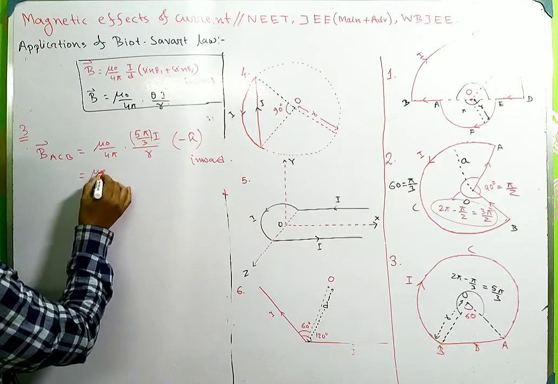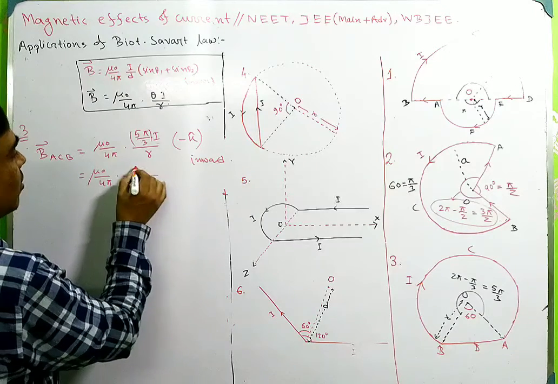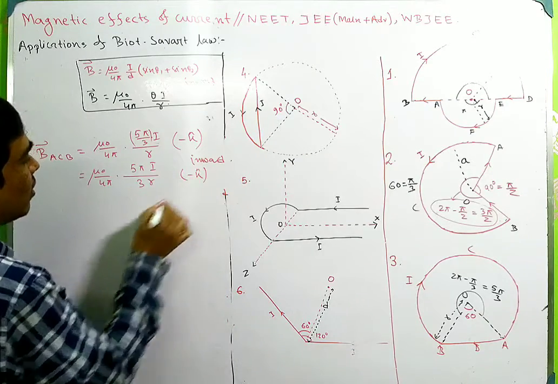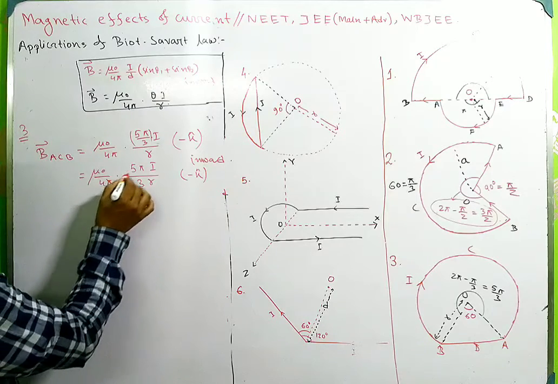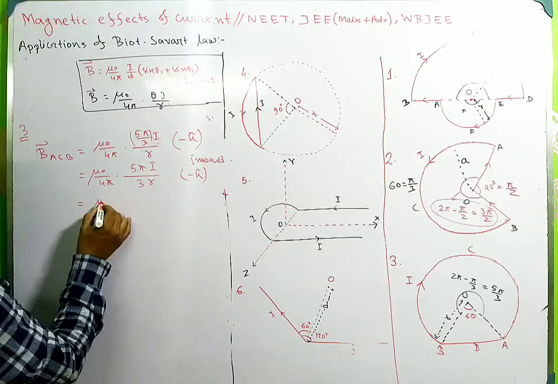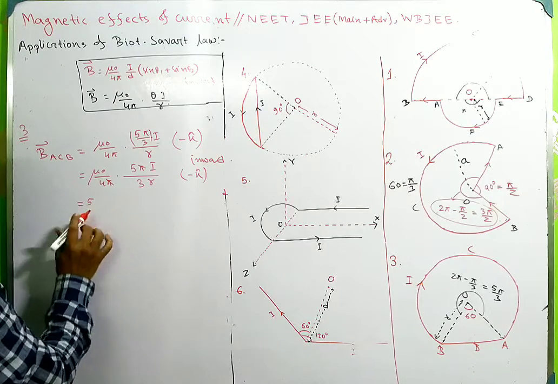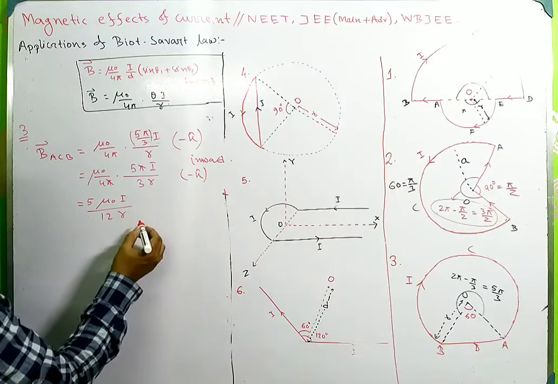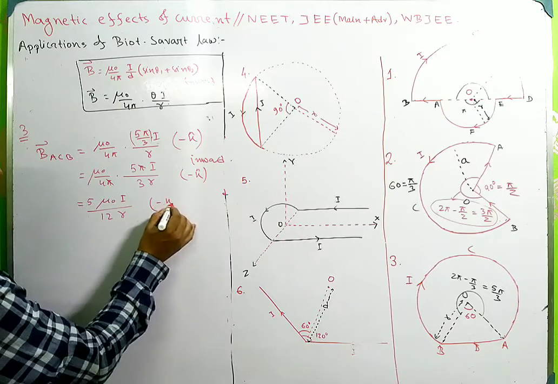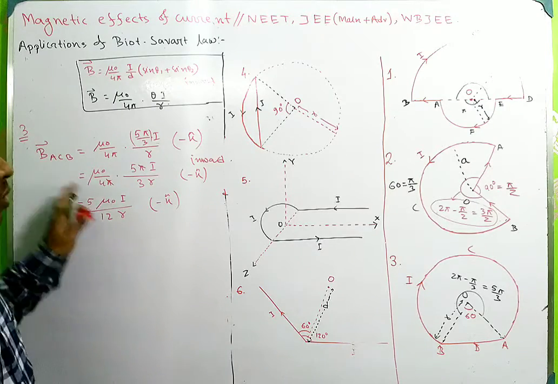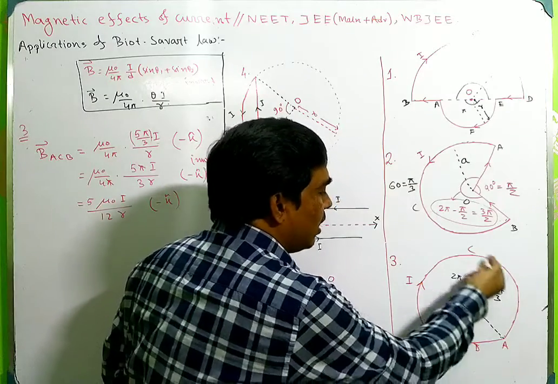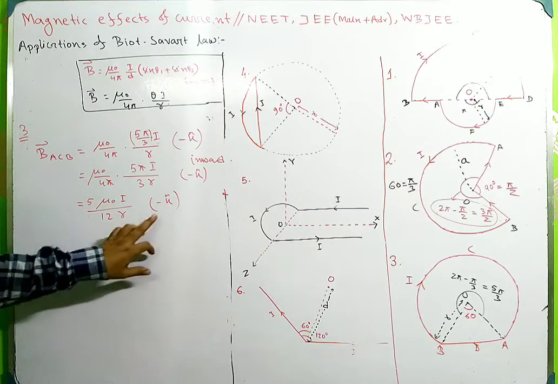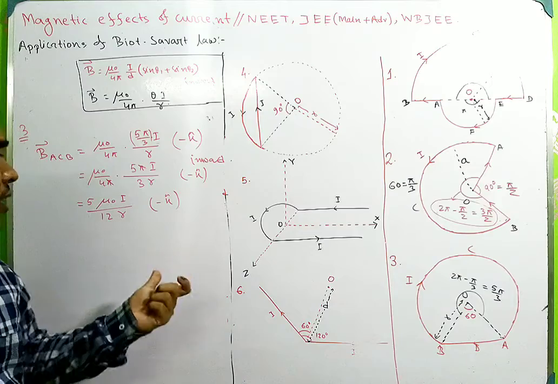So it will be mu 0 by 4 pi into 5 pi I by 3 r. This is minus k cap. So pi cancels out, so it will be 5 mu 0 I divided by 12 r. This is minus k cap. Okay. So the magnetic field due to this ACB portion is given by 5 mu 0 I by 12 r and the direction is inward.